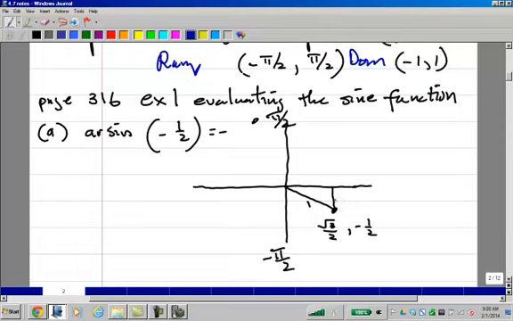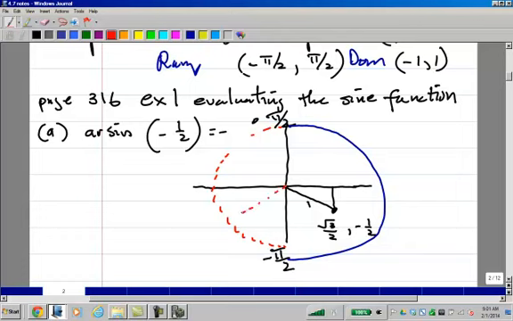Now here's the interesting thing. In this interval, this right-hand hemisphere of the unit circle, there's only one place where the sine can be negative 1/2, whereas on the entire unit circle, there's two places where the sine can be negative 1/2. It could be negative 1/2 right here, okay, which makes for ambiguity.